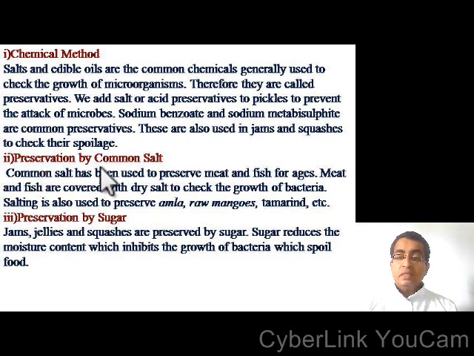Second method is preservation by common salt. Common salt has been used to preserve meat and fish for ages. Meat and fish are covered with dry salt to check the growth of bacteria. Salting is also used to preserve amla, raw mangoes, tamarind, etc. Third method is preservation by sugar. Jams, jellies, and squashes are preserved by sugar. Sugar reduces the moisture content, which inhibits the growth of bacteria that spoil the food.